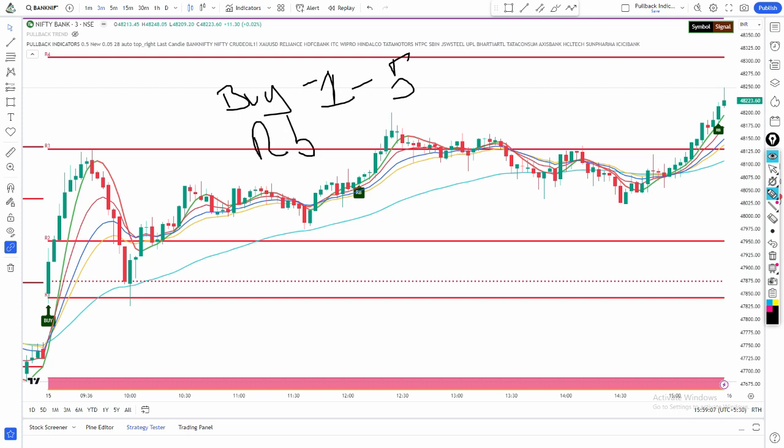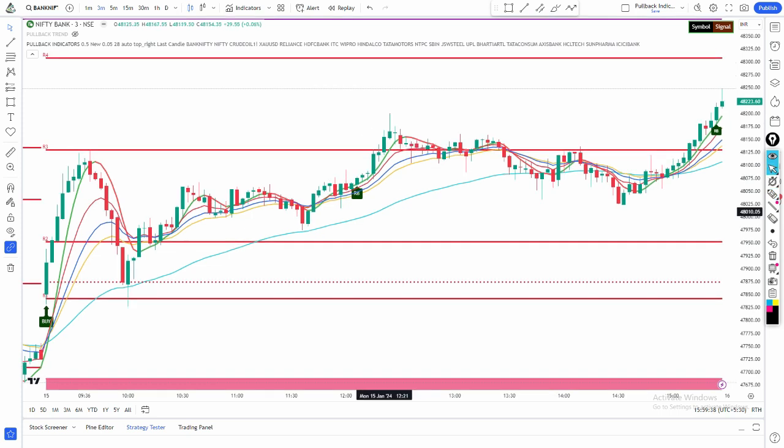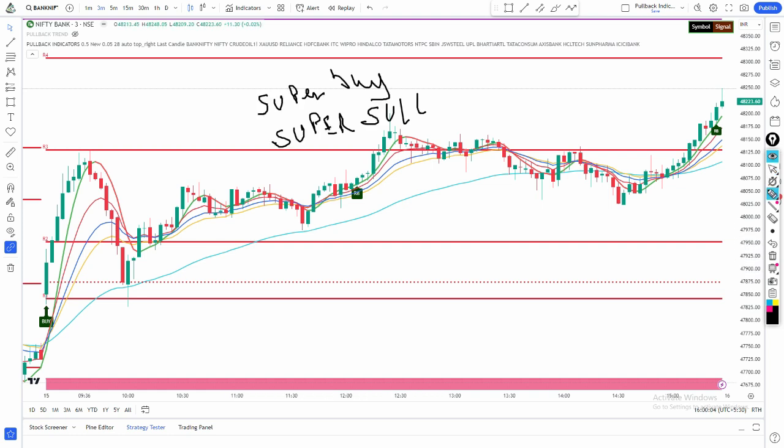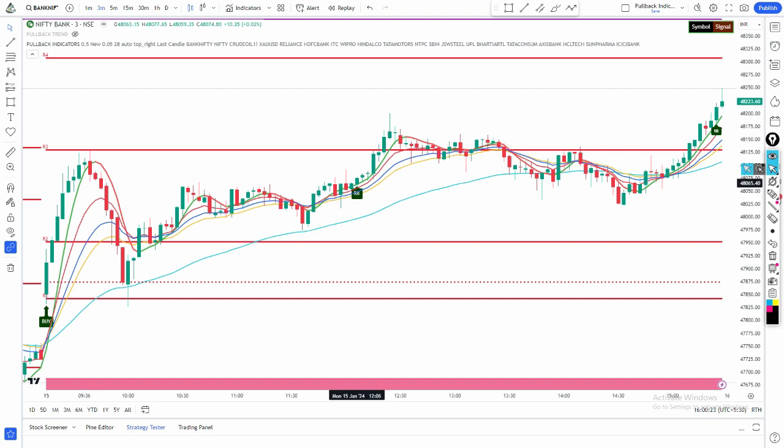And for range breakout, you can prefer 1 minute and 3 minute. On the 3-minute time frame, I'm considering only the range breakout signal. Yes, if we have a super buy or super sell signal, then we can consider 1, 3 as well as 5-minute time frame. So here you can see we got a bullish range breakout, but the retest happened after a lot of time. So I'm not considering any trade on 3-minute time frame.